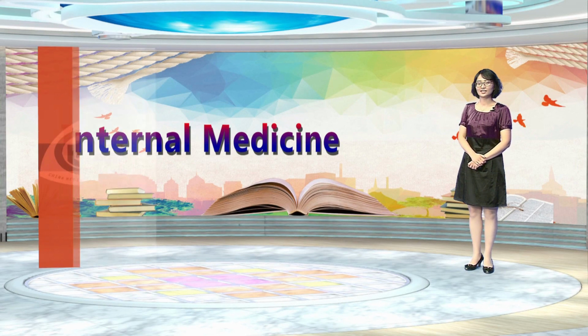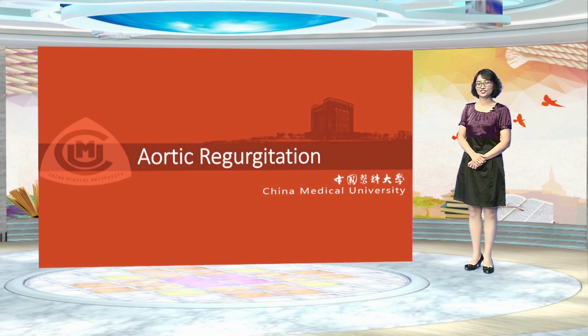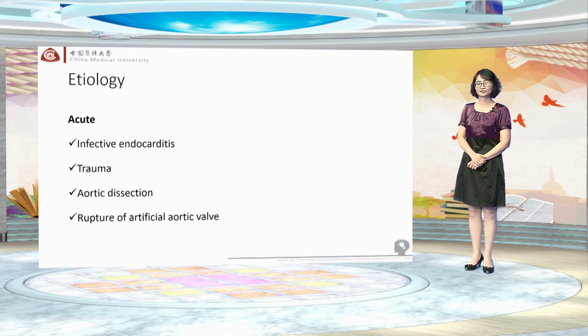Today, let's study aortic regurgitation, or AR. AR can be classified into acute AR and chronic AR. The causes of acute AR involve infective endocarditis, trauma, aortic dissection, and the rupture of the artificial aortic valve.